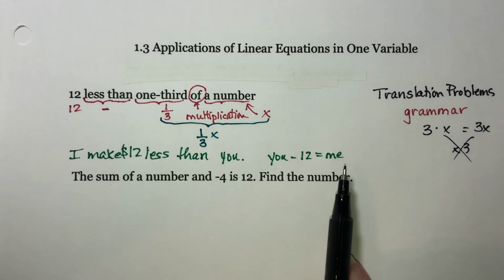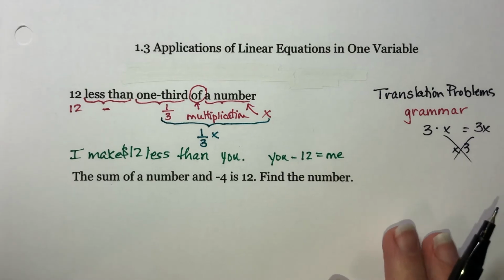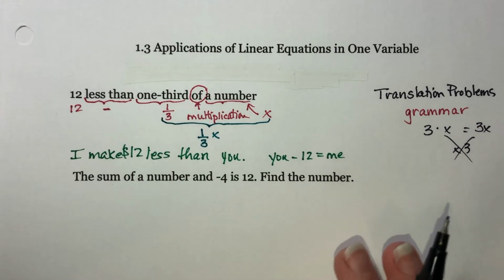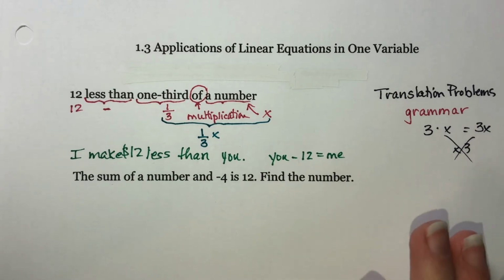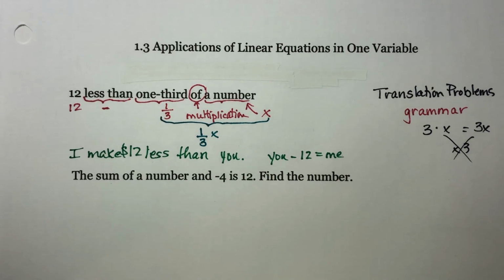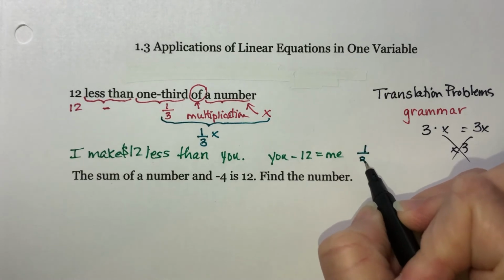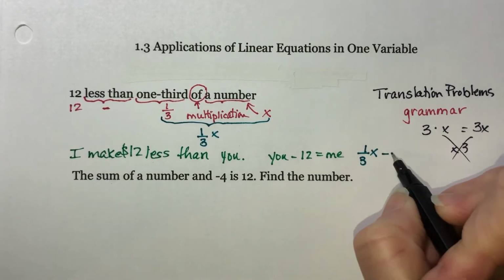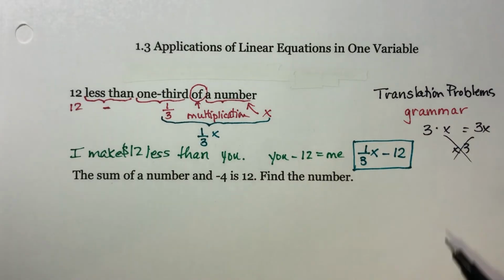And by the way, in math in general, if you can change it into a money problem in your head, it will make a lot more sense. We are all good with money problems. So the answer to this problem is going to be 1/3 x minus 12. That's what they're looking for here.